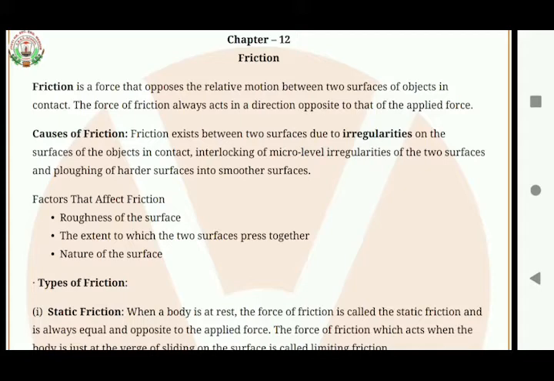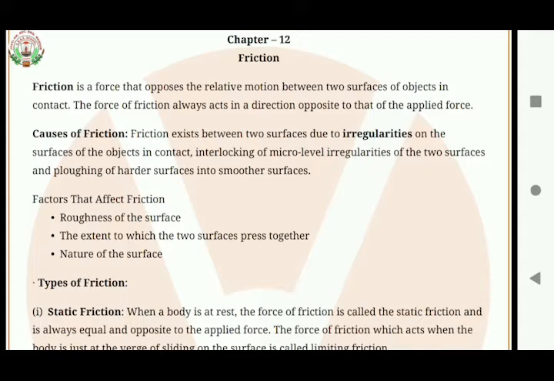What are the causes of friction? Friction exists between two surfaces due to irregularities on the surface of the objects in contact: interlocking of micro-level irregularities of the two surfaces and ploughing of harder surfaces into smoother surfaces. Friction is caused by the interlocking of irregularities on the surface of the objects in contact.